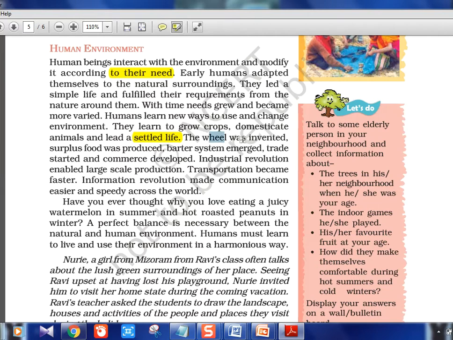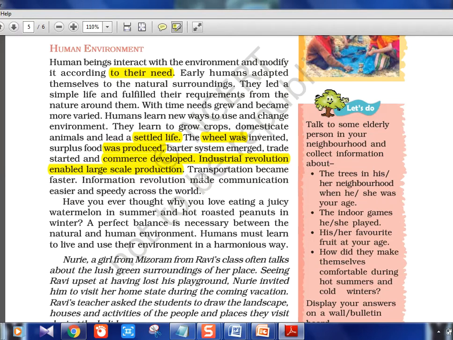Wheel was invented, surplus food was getting produced, barter system emerged, trade started, commerce developed, industrial revolution came, which was actually the major reason for all this environmental degradation which is happening. Because 1774 onwards USA is independent. Later UK becomes the global power. UK was the global power even centuries before that, but with the industrial revolution in the 17th, 18th, 19th century, that is when the entire environment got degraded.